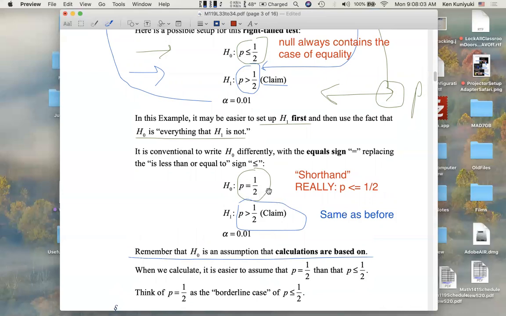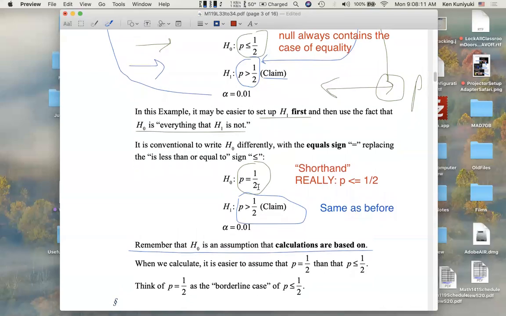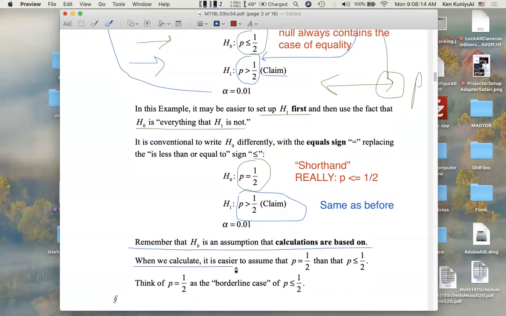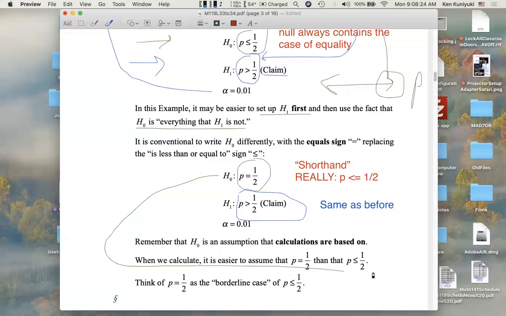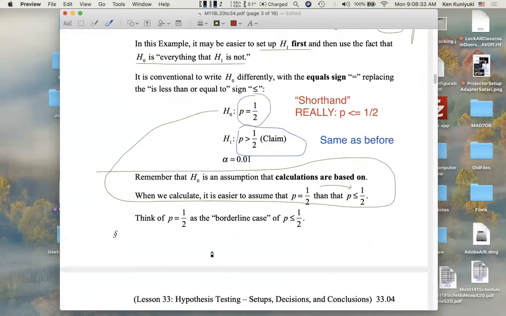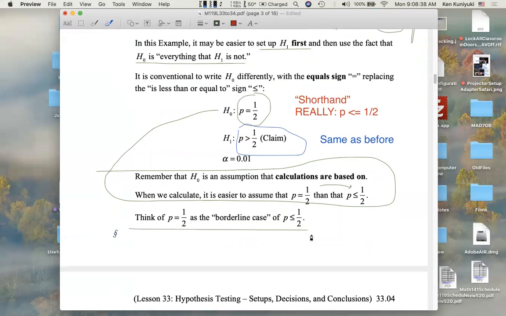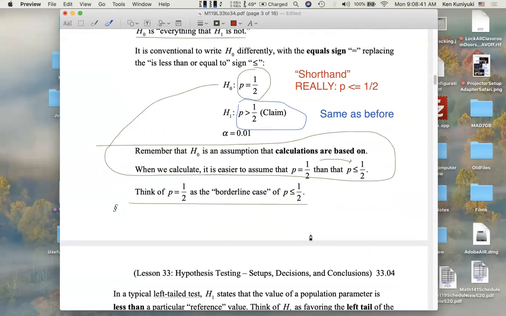Basically, P equals 1/2 represents the boundary case. It's the case that's closest to the alternative without being the alternative. Again, when we calculate, it's easier to assume that P is straight up equal to 1/2. I should write this in green. The green is the null here, right? It's easier to say that P equals 1/2, although technically it really means P less than or equal to 1/2. Again, think of 1/2 as the borderline case. So that was the deal with a right-tailed test.